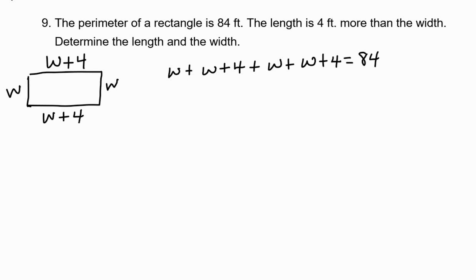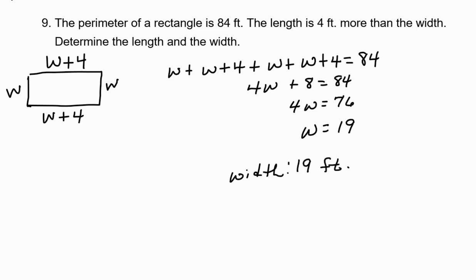So when I solve this, I combine my like terms. I get 4W plus 8 equals 84. Subtract 8 from both sides, so 4W is 76. Divide both sides by 4. So W is 19, right? So the width is 19 feet. And the length is 4 more than that. So the length is going to be 19 plus 4. So the length is 23 feet.